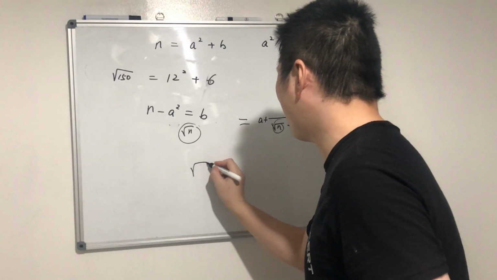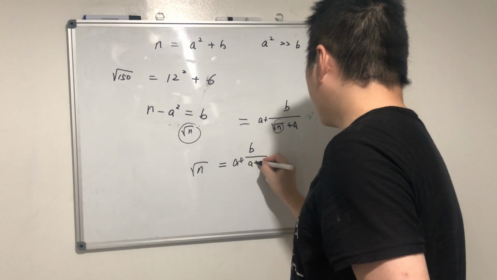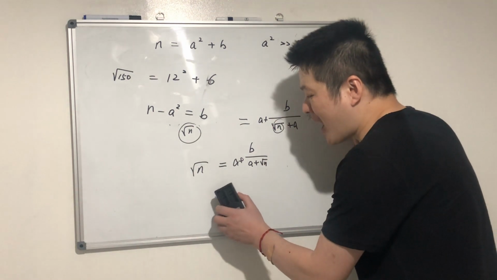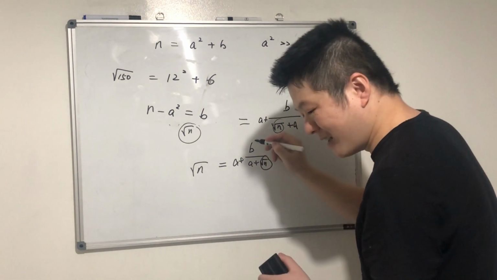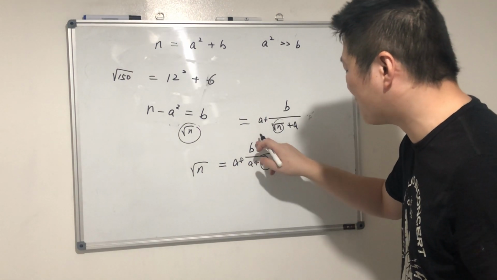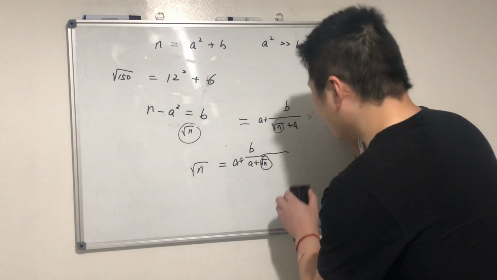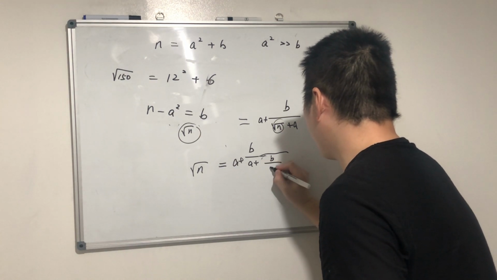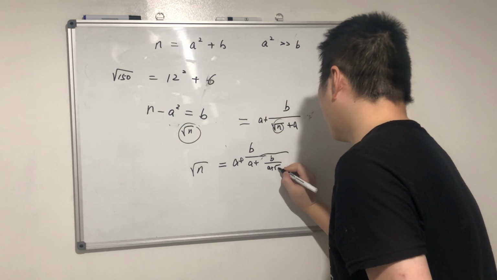So look, let me write again. Square root of n equals a plus b divided by (a plus square root of n). So this is the magic. What happens if I replace the square root of n on the right with this whole thing, b divided by (a plus square root of n)?